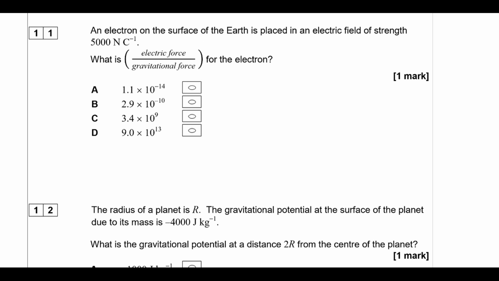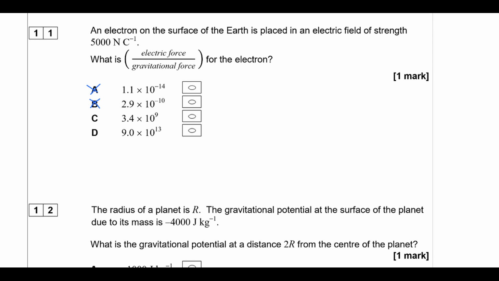Okay, so an electron on the surface of the Earth is placed in electric field strength of 5,000 newtons per coulomb. What is the ratio of the electric force to the gravitational force? So you should know the electric force is going to be much, much bigger than the gravitational force. In your ranking of forces, gravity is dead bottom and is really weak. So we can eliminate A and B straight away. So essentially, it's which order of magnitude is going to be C, or is it going to be D?